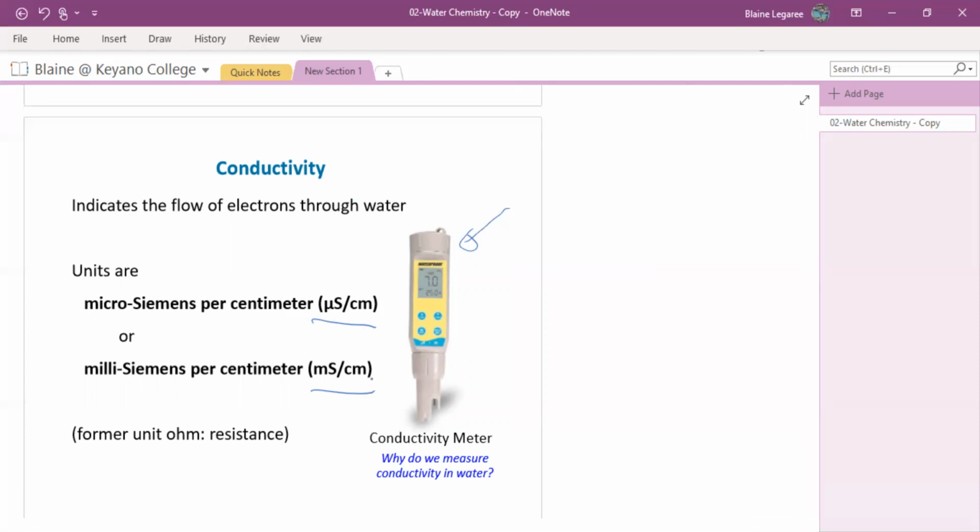Like I said, it gives you an estimate of the total dissolved solids in a very quick way, without having to dry down the water sample and measure it on a balance. You can do it very quickly. So it's a very commonly used water parameter to estimate the total dissolved solids.